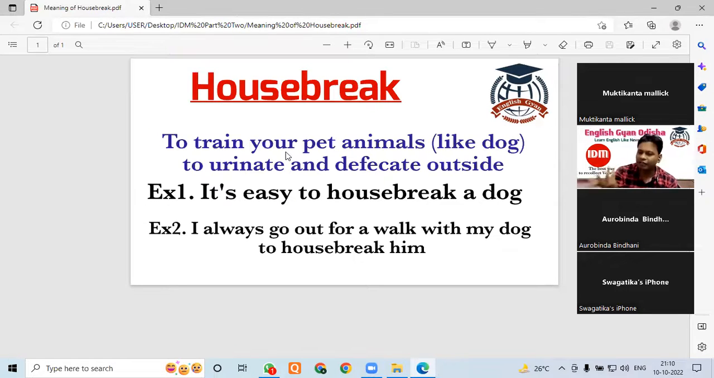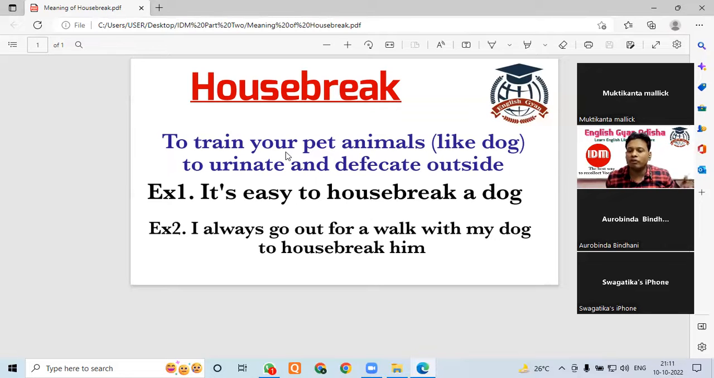That's why you are taking your dog outside every day, morning and evening. Those who are trained are not going to defecate inside your house. They will look at you, and you can understand, okay, he wants to urinate. Then you take him outside. That is called housebreak. It is easy to housebreak a dog. What is housebreak? It means to train a dog to urinate and defecate outside.